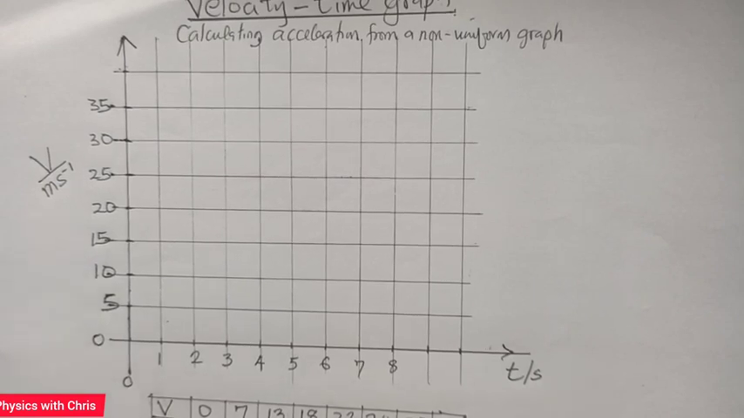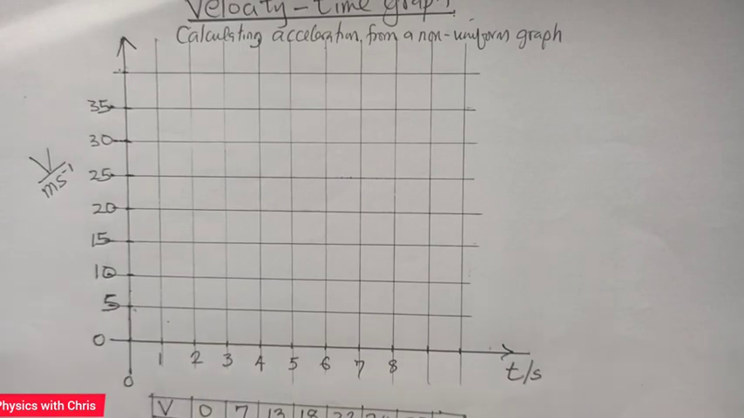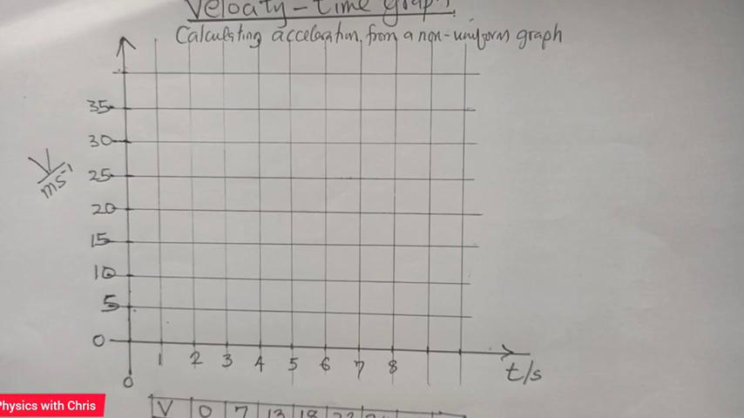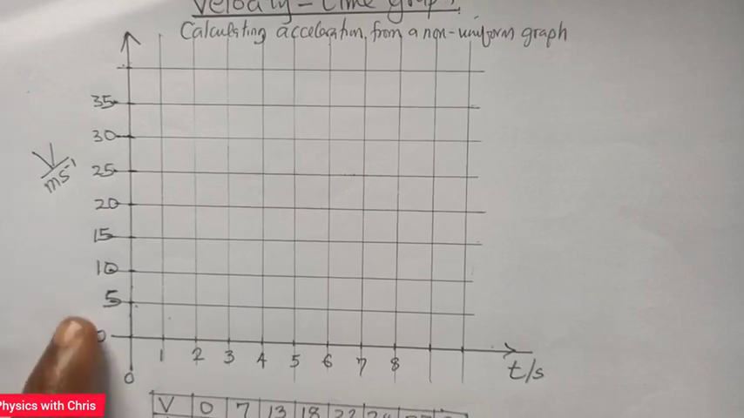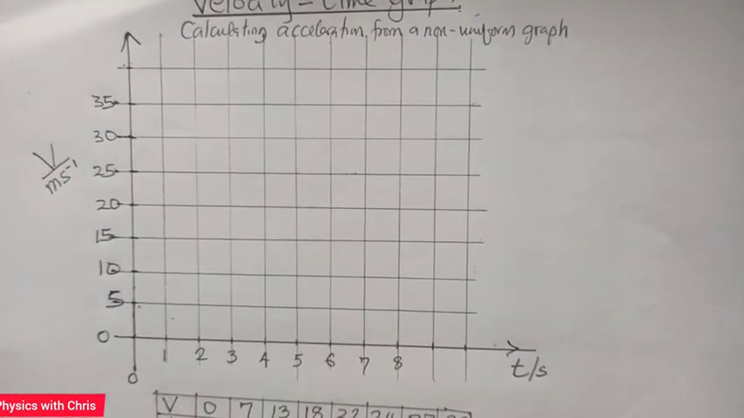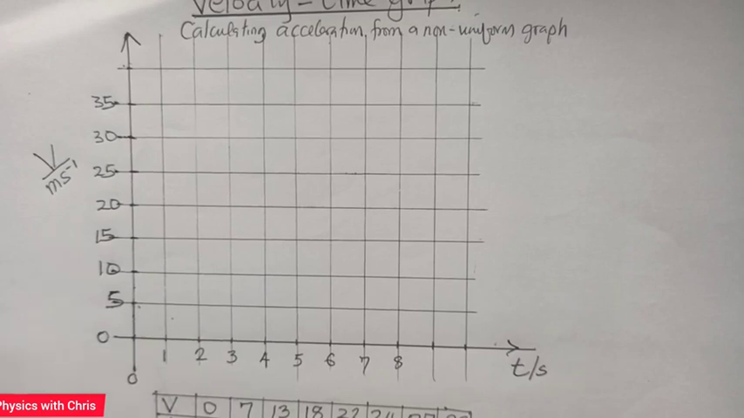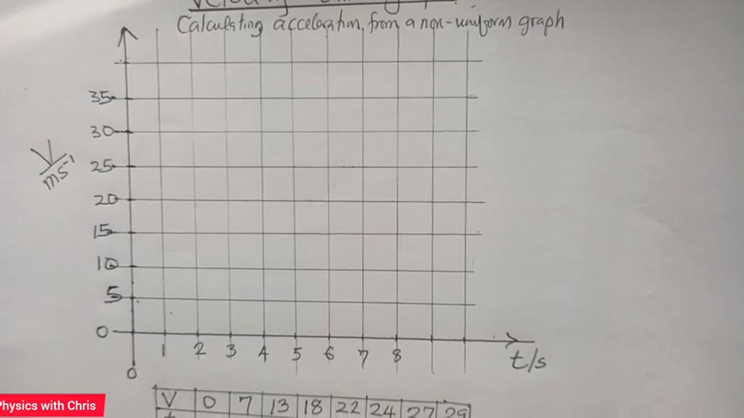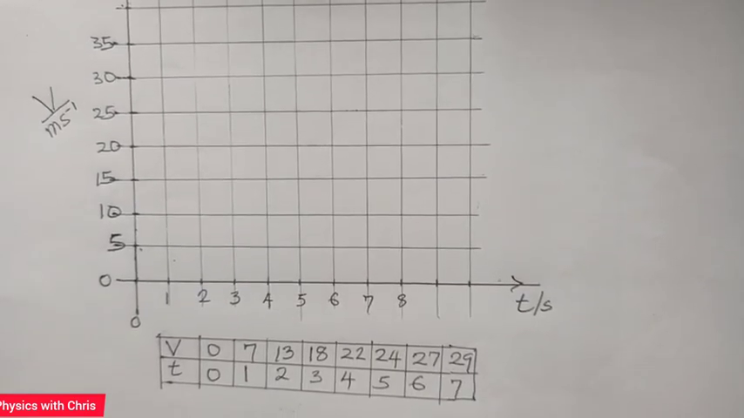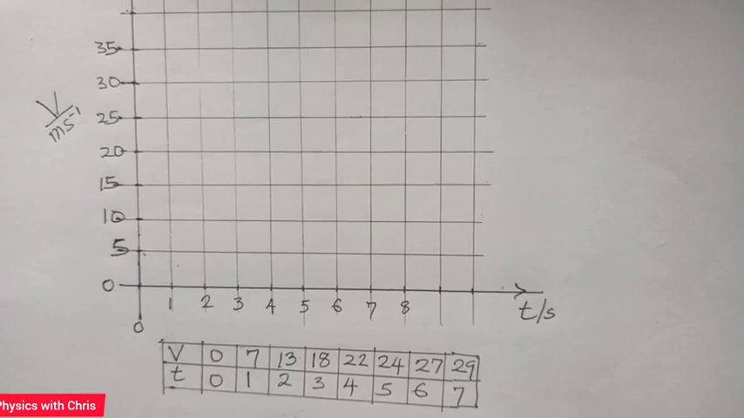Okay, so the velocity axis is already labeled from 5, 10. Each of these is 1 cm. So my scale is 1 centimeter representing 5 meters per second on the vertical axis. And the scale for the time axis is 1 cm, because this spacing is just 1 centimeter, representing 1 second on the time axis. Okay, and here's the table. I'm going to use this table to draw my graph.